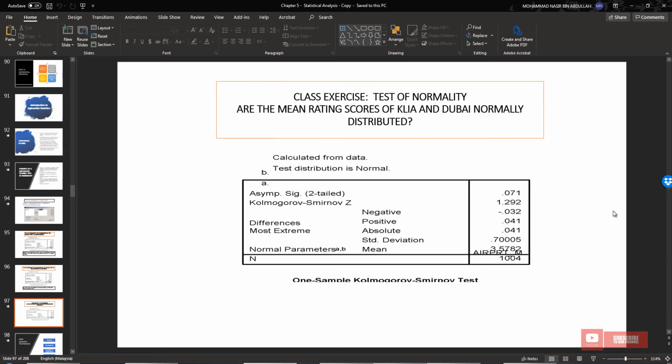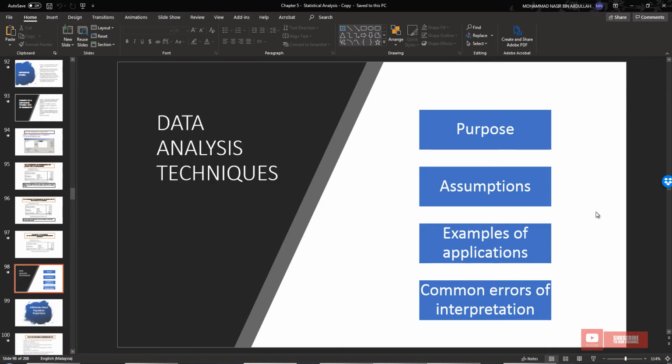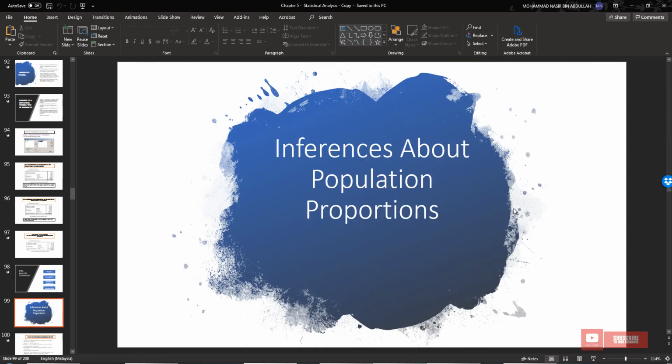This is another example of Kolmogorov-Smirnov. So, when we want to choose a data analysis technique, we need to be clear on two criteria of that technique: the purpose of using that technique, and what assumptions are required for using it. These are the two main criteria that you need to look at before you choose a data analysis technique.